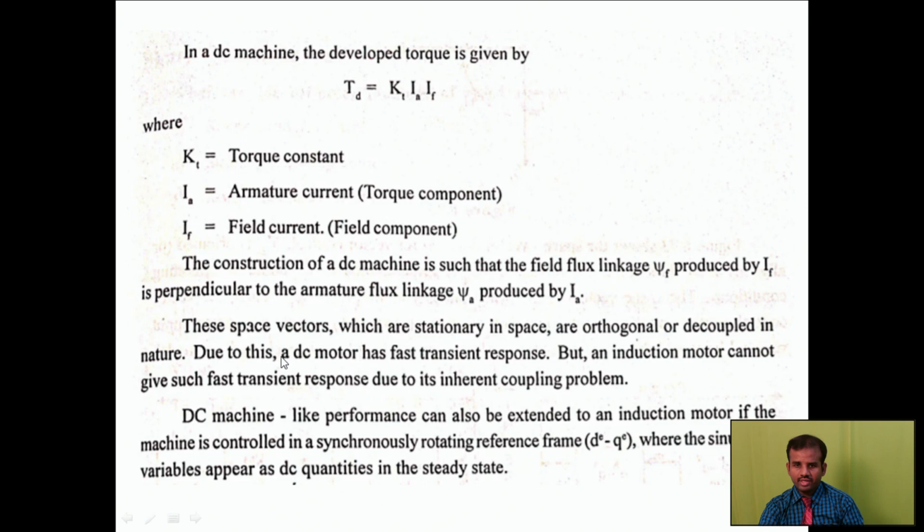So these space vectors, which are stationary in space, are orthogonal or decoupled in nature. Due to this, a DC motor has fast transient response. But an induction motor cannot give such a fast response due to the inherent coupling problem, so there is some lag in the transient response.